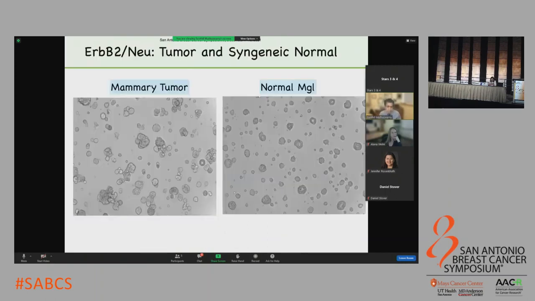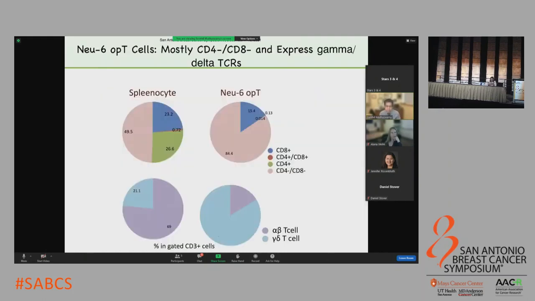We did the same experiment with ERB2 positive tumors, these tumor organoids and normal organoids. And here came a bigger surprise. It turned out that when we looked at OPT cells from these new mice, more frequently than not, they were double negative T cells, CD4 negative and CD8 negative. And they were mostly expressing gamma delta T cell receptor and not alpha beta.